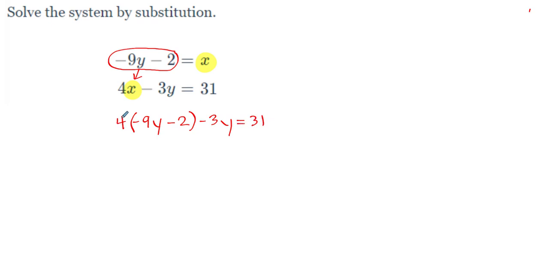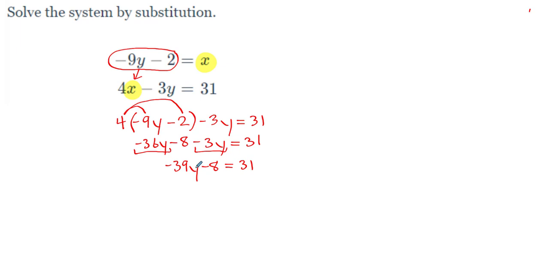Now these got a little bit harder because typically we're going to have to distribute and then combine like terms and solve. So distributing 4 to negative 9y is negative 36y. 4 distributed to negative 2 is negative 8, minus 3y equals 31. This negative 36y and negative 3y, those have to be grouped together. So negative 36 minus 3 is negative 39y. Again, just putting those together. Then I'm going to put minus 8 is equal to 31.